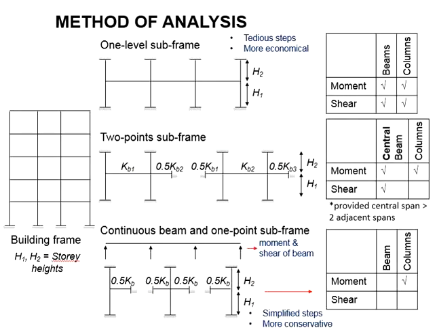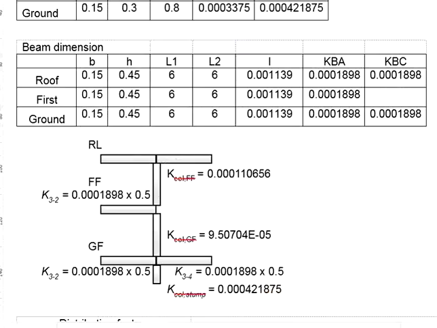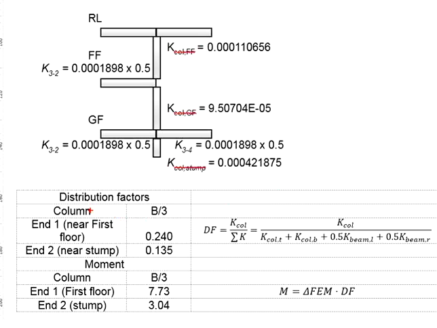Why is it so? It is because of this setup. We are analyzing a one point subframe where you will have half stiffness for the beam and full stiffness for the column. Analyzing this will get the moments acting onto the column. With that said, you can now calculate the distribution factors.